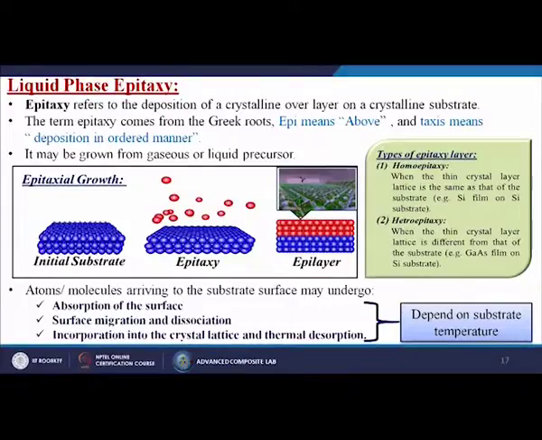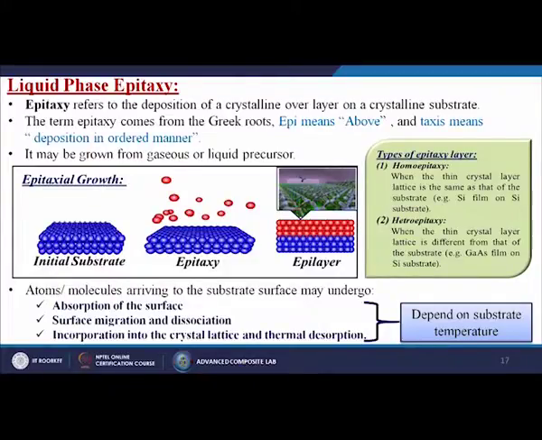So, generally we have that initial substrate, then epitaxial growth takes place and an epi layer forms on the substrate itself. There are two types of epitaxy layer it can form. One is called homoepitaxy, another is called heteroepitaxy.